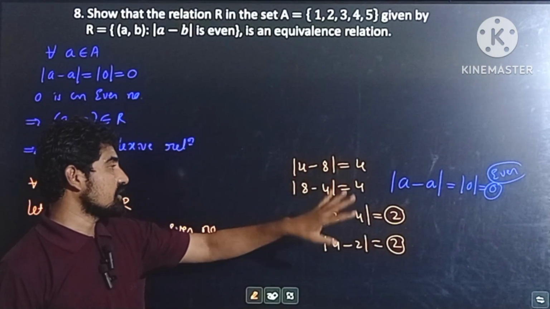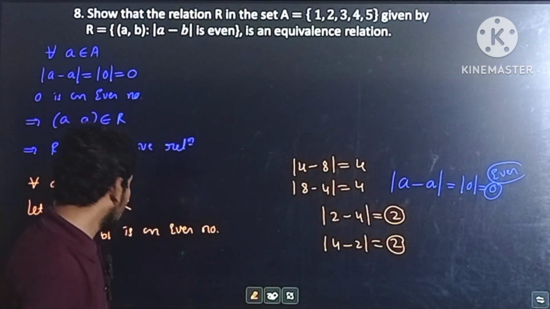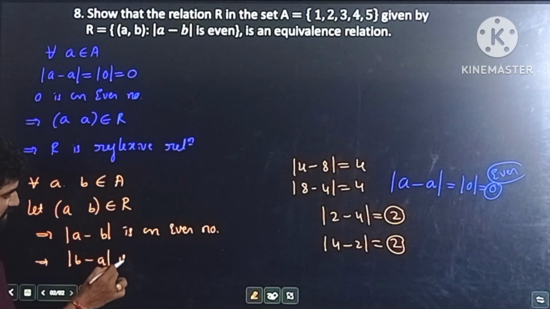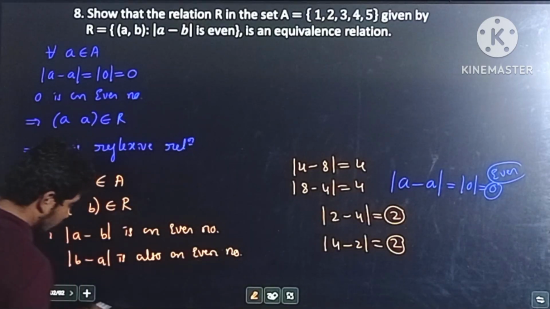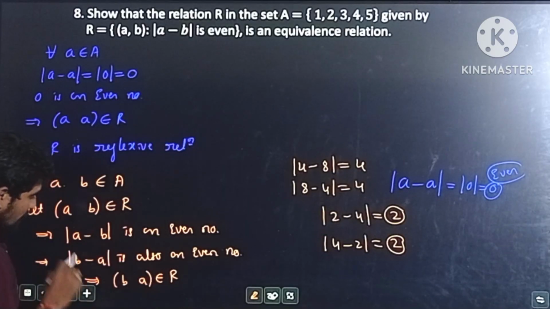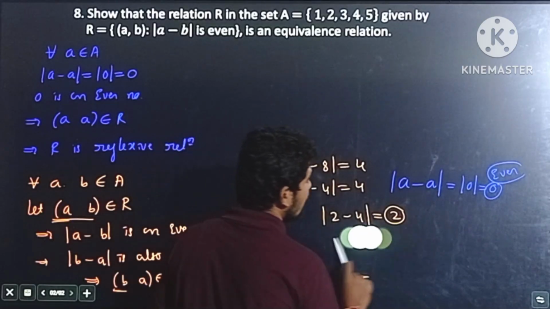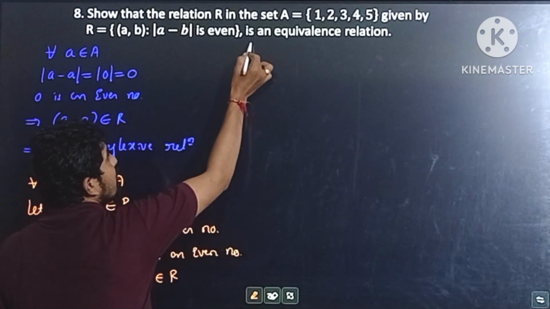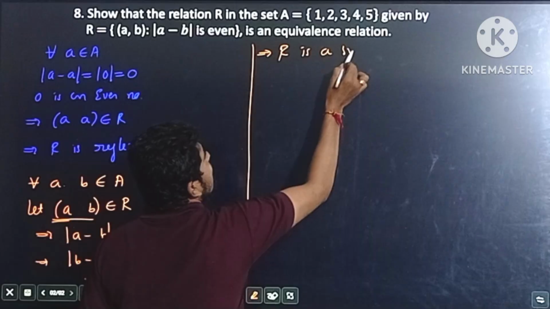So modulus of 4 minus 8 is 4, which is even. Modulus of 8 minus 4 is 4, it is even. So it means if modulus of A minus B is an even number, definitely modulus of B minus A is also an even number, which implies the pair BA belongs to the relation R. So AB belongs to R as well as BA belongs to R, which implies the relation R is a symmetric relation.